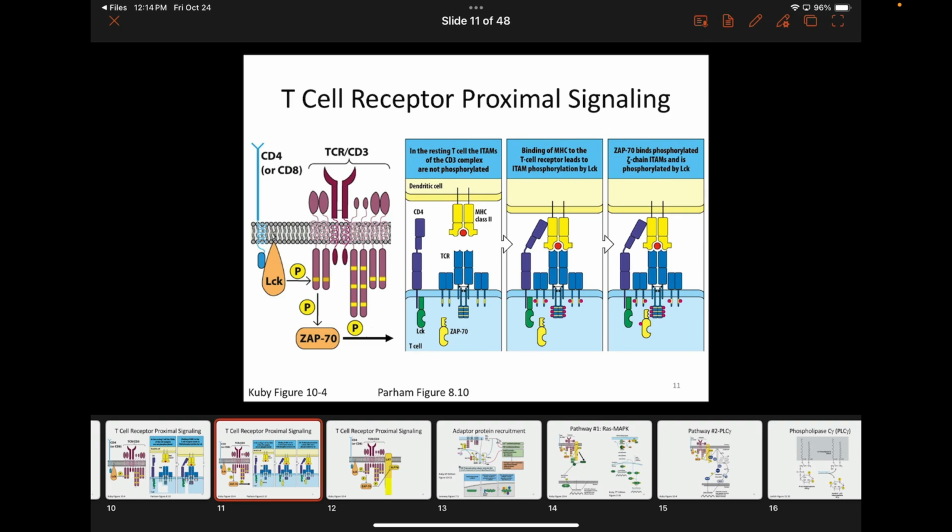So ZAP70 has enzymatic activity. It is an enzyme, it can do something. Before, we didn't have this ability in this area. Now we've basically brought in ZAP70's enzymatic activity to this location. ZAP70's activity is that it is also a kinase. So ZAP70 is also a kinase. It's going to phosphorylate stuff.